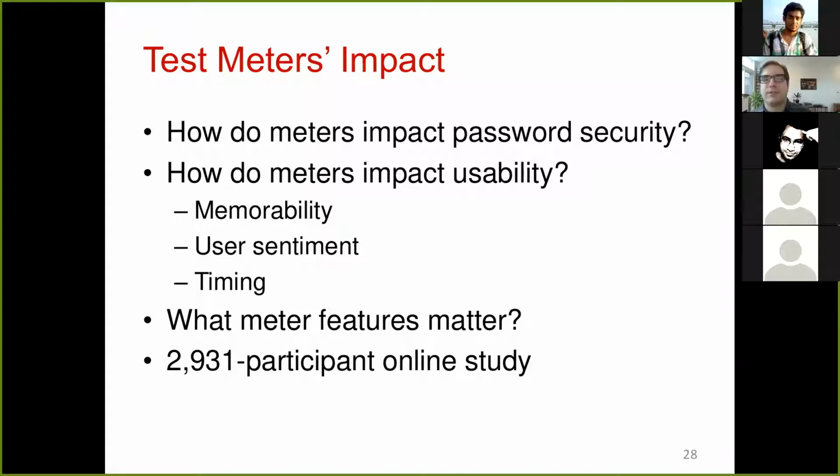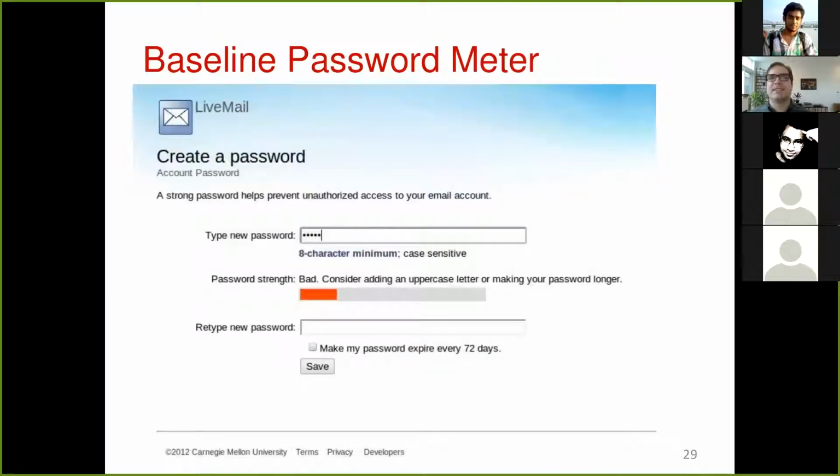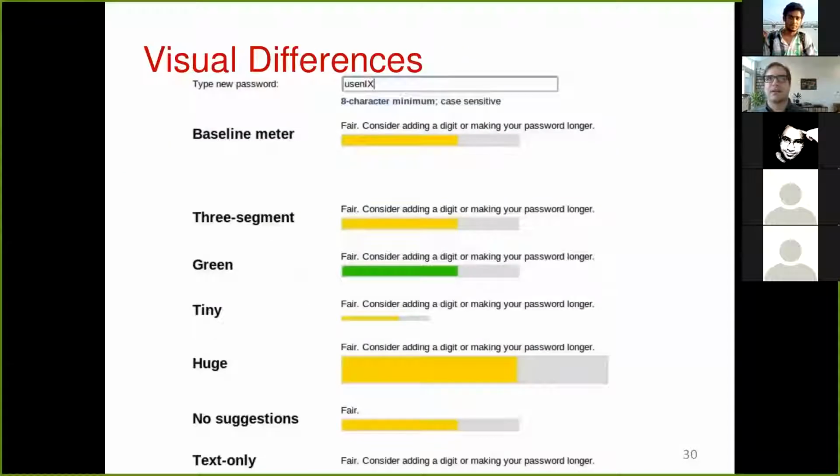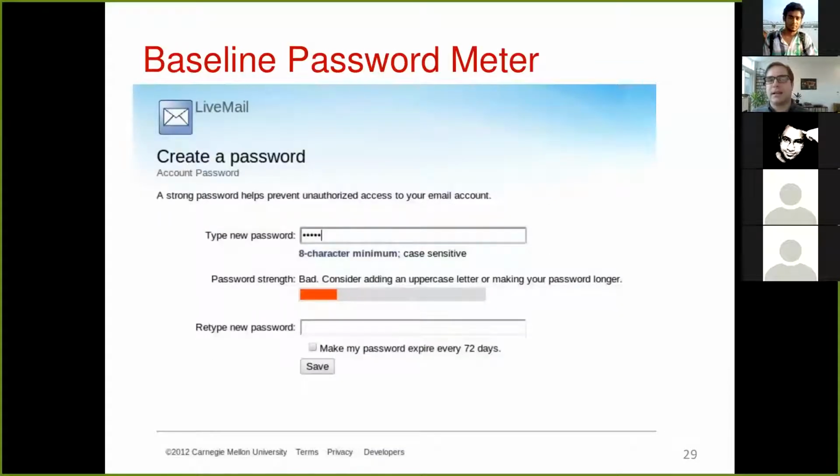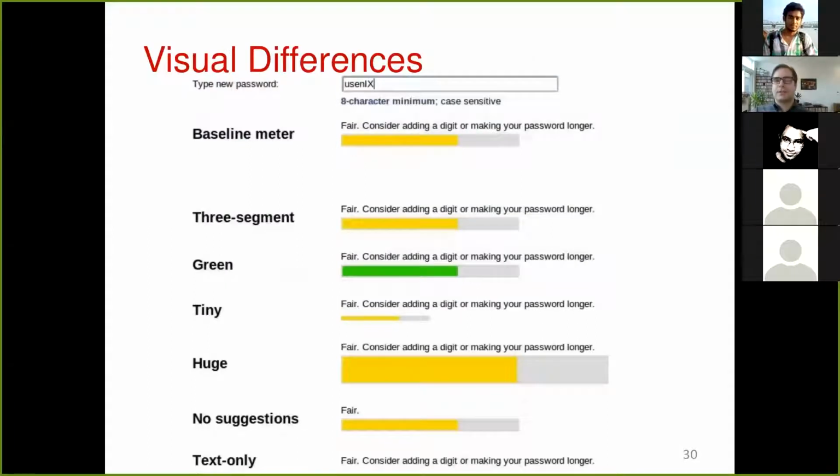So we ran a study of over 2,900 participants online on a crowdsourcing service to study these questions. We took Windows Live at the time and their login page, and used that as our baseline password meter. We designed an experiment where each person would be assigned to a condition round robin, so it was condition A, B, C, D, A, B, C, D in that order, just to make sure it's the same number of each. Each person would see one password meter.